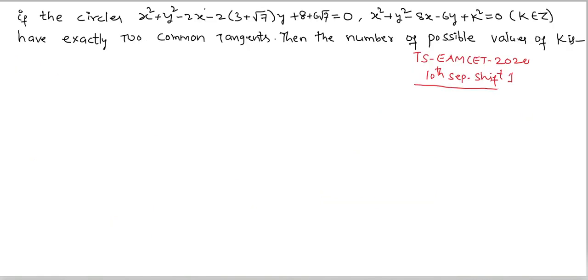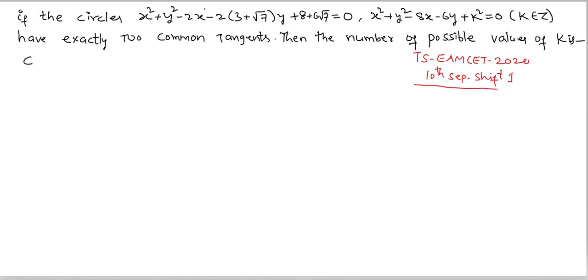The circles x square plus y square minus 2x minus 2 into 3 plus root 7 into y plus 8 plus 6 root 7 is equal to 0, comma x square plus y square minus 8x minus 6y plus k square is equal to 0, where k belongs to z, have exactly two common tangents, then the number of possible values of k is dash. This is TSM set 2020 10th September shift 1 question.